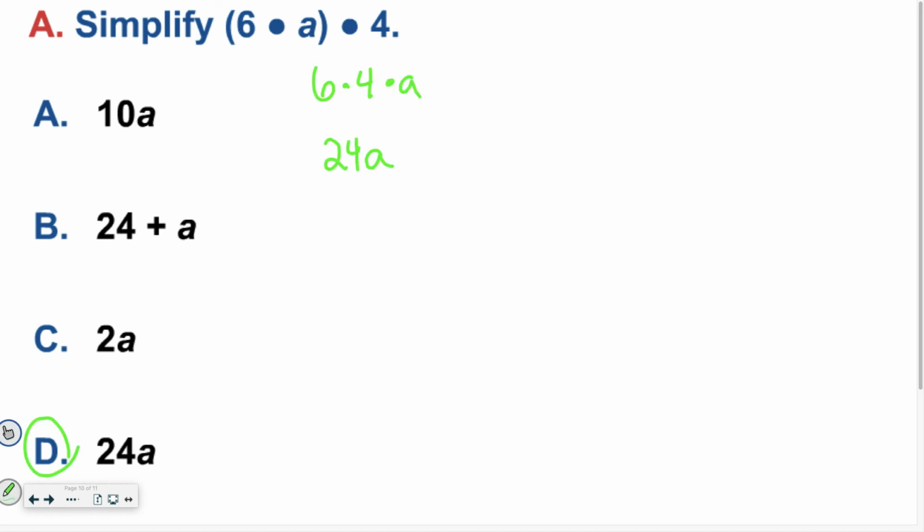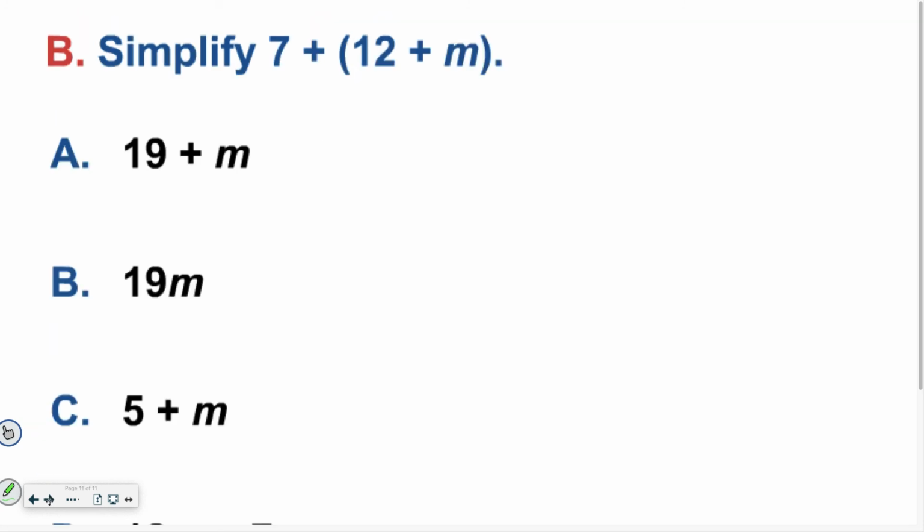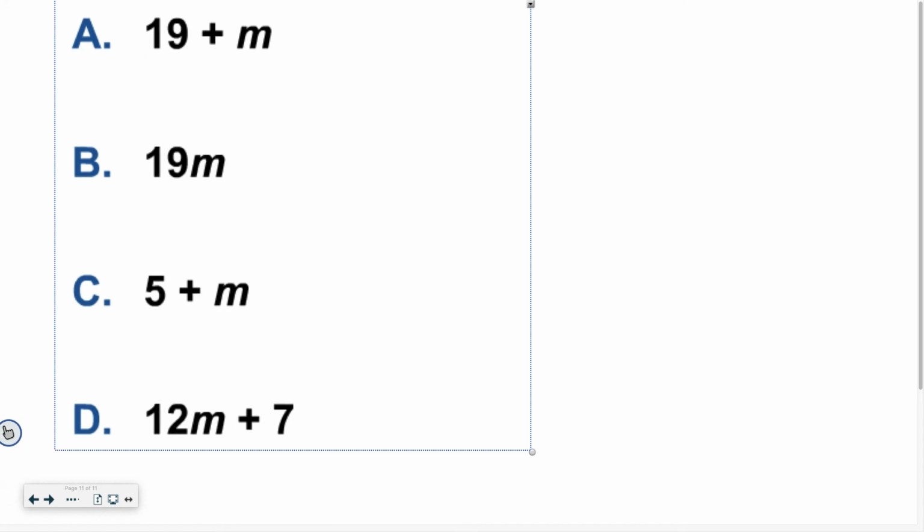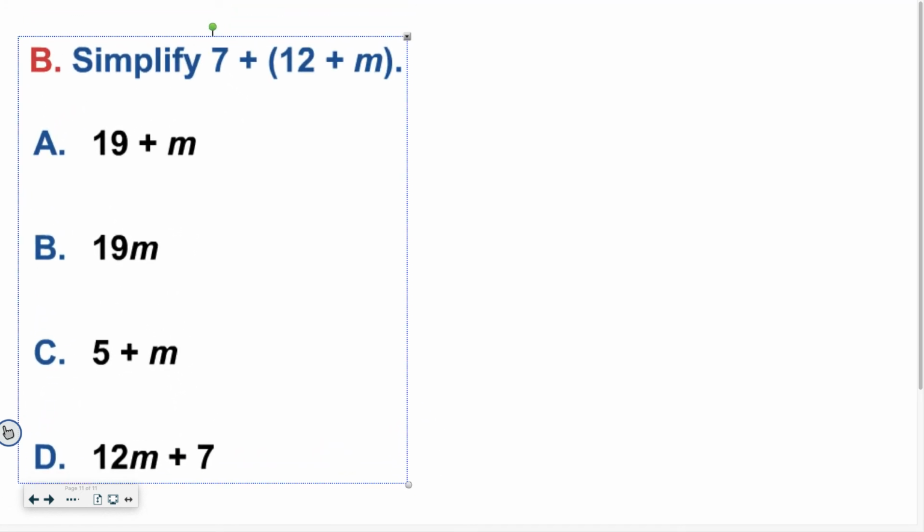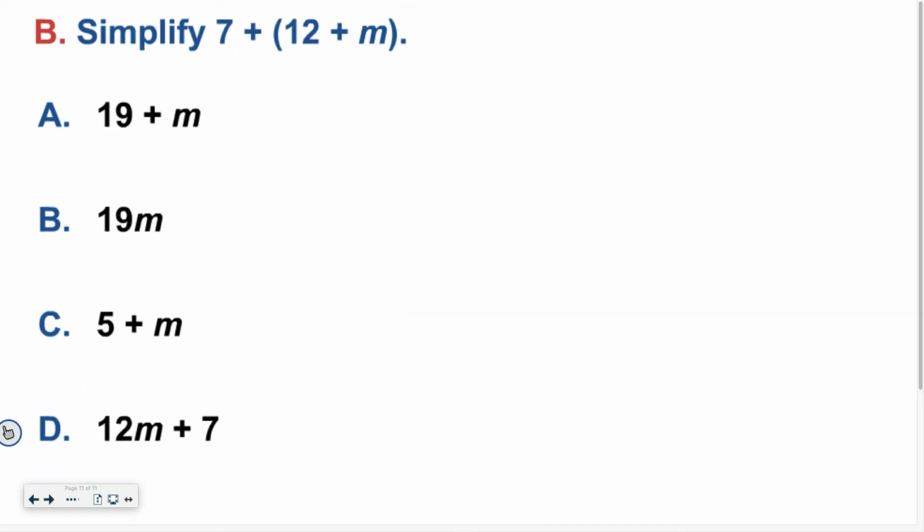Hopefully you ended up at 24a because you saw that you had a 6 and a 4 that you could multiply together to get 24, and then just tagged the a on the end. This is the last problem for you to try in today's lesson. Good luck. Hopefully you ended up at letter A, 19 plus m. You grouped 7 plus 12 together and then had the plus m on the end.